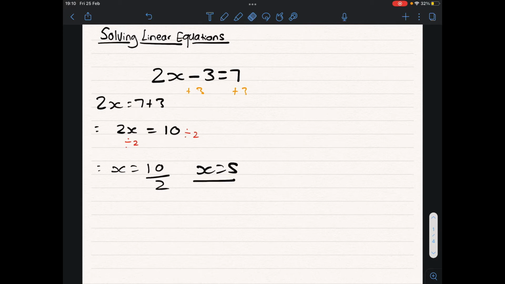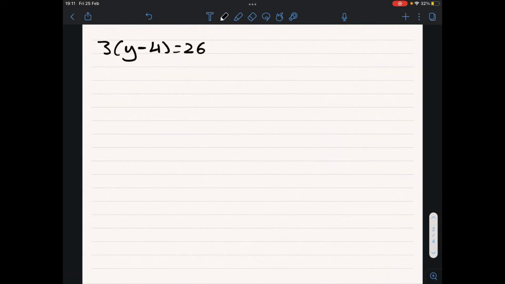Hopefully you'll get the gist of this, but we'll move on to the next question. Here we have 3 brackets, y minus 4 equals 26. We have to solve for y. Remember in your expansion video, we must expand first in order to get rid of the brackets. So 3 times y equals 3y, and 3 times minus 4 equals minus 12, equals 26.